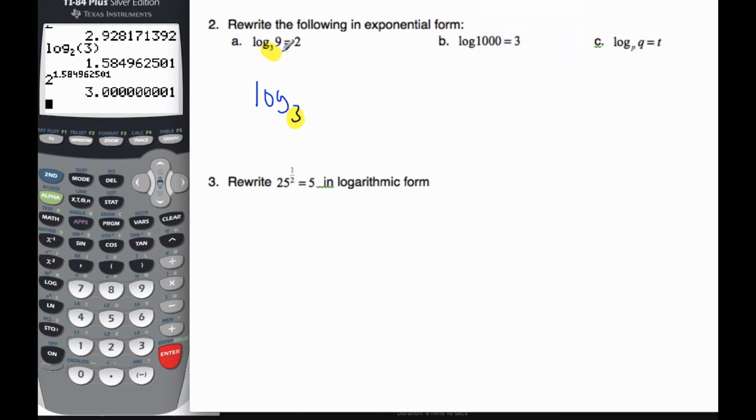And then 2 is on this side of the equal sign, so I'm going to put it with a 2. And then 9 goes on the other side of the equal sign, and so this is what this says here. Log base 3, 2 equals 9.